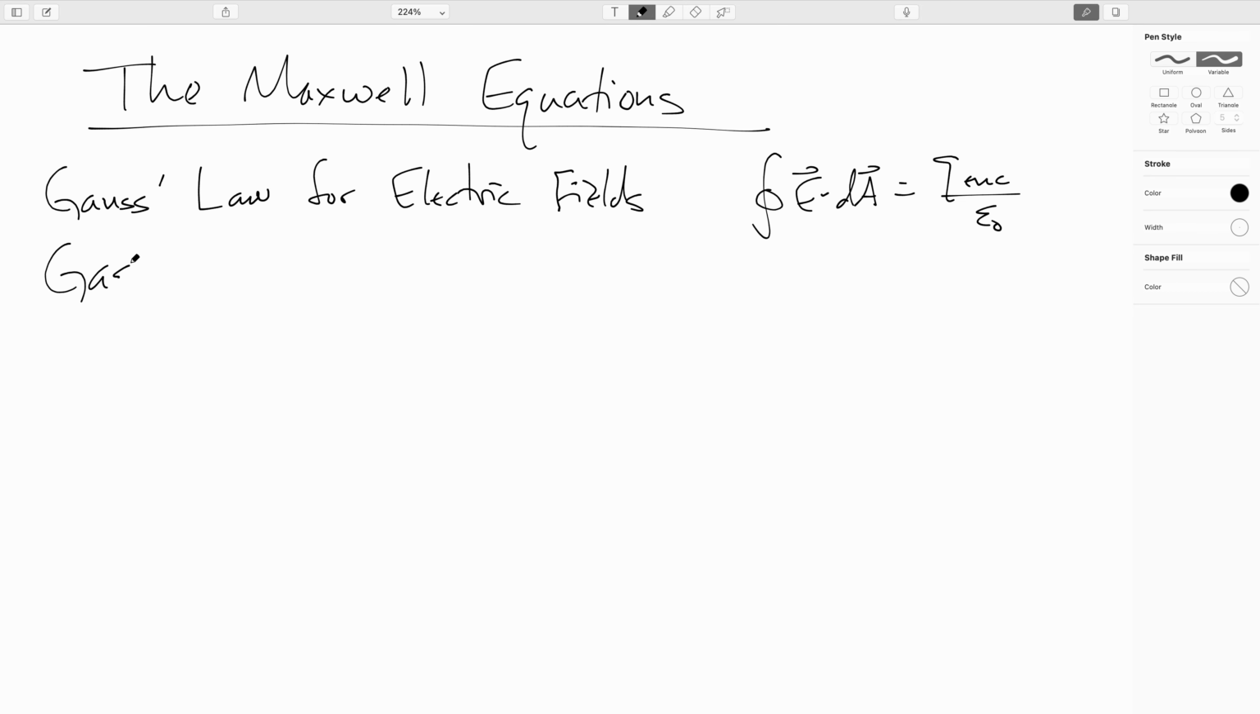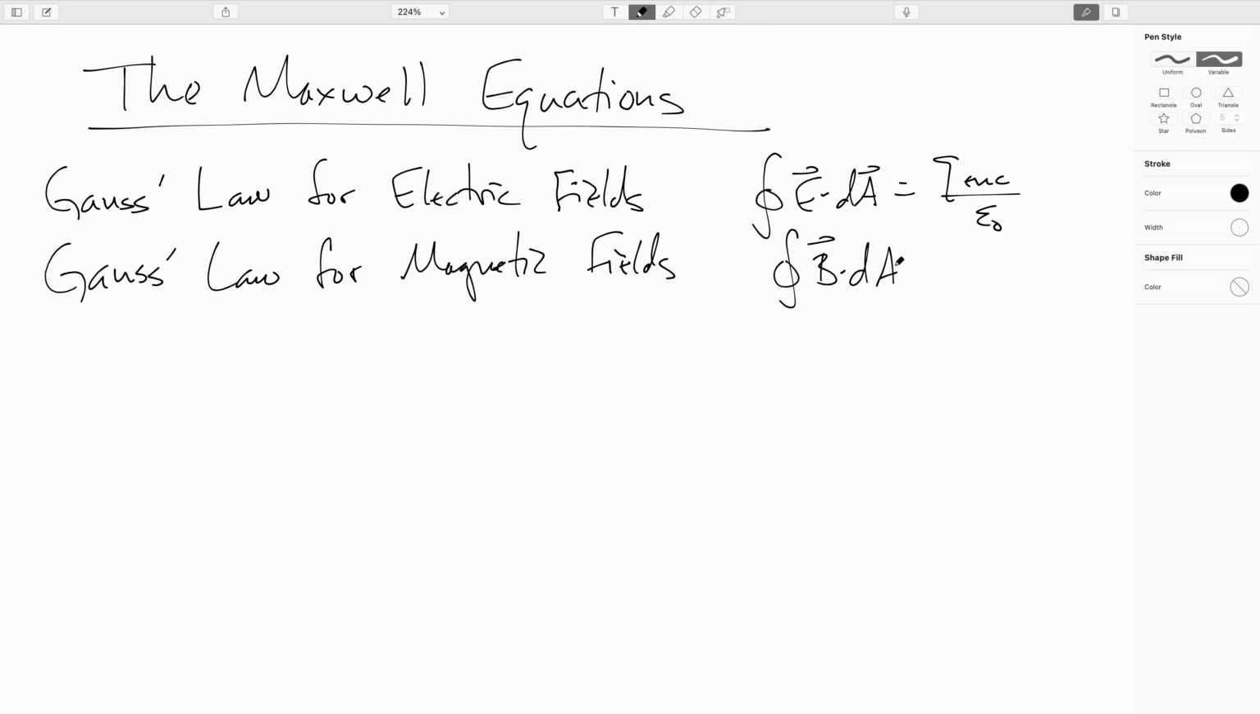Gauss's law for magnetic fields, which we just came up with, says integral B dot dA is equal to 0. So again, what that means is that there are no isolated magnetic charges.